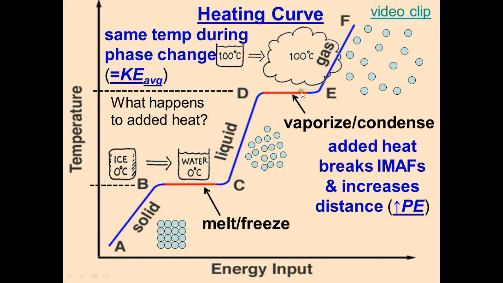So that's what happens at these non-sloped areas. The heat is used for breaking IMAFs, so the temperature doesn't increase, because temperature is all based off of particle speed, not just the potential energy.